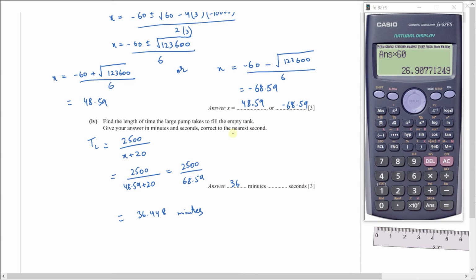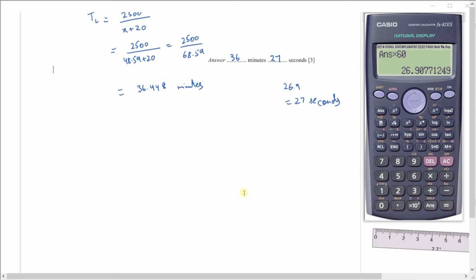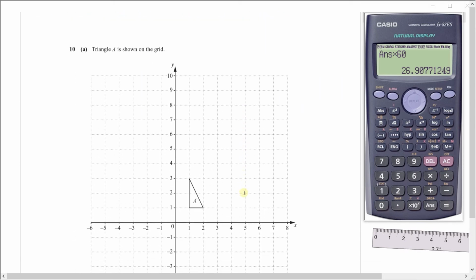So we have to write the answer correct to the nearest second. So correct to the nearest second, 26.9 will be 27 seconds. So your answer here will be 36 minutes and 27 seconds. So let's move on to the next question.